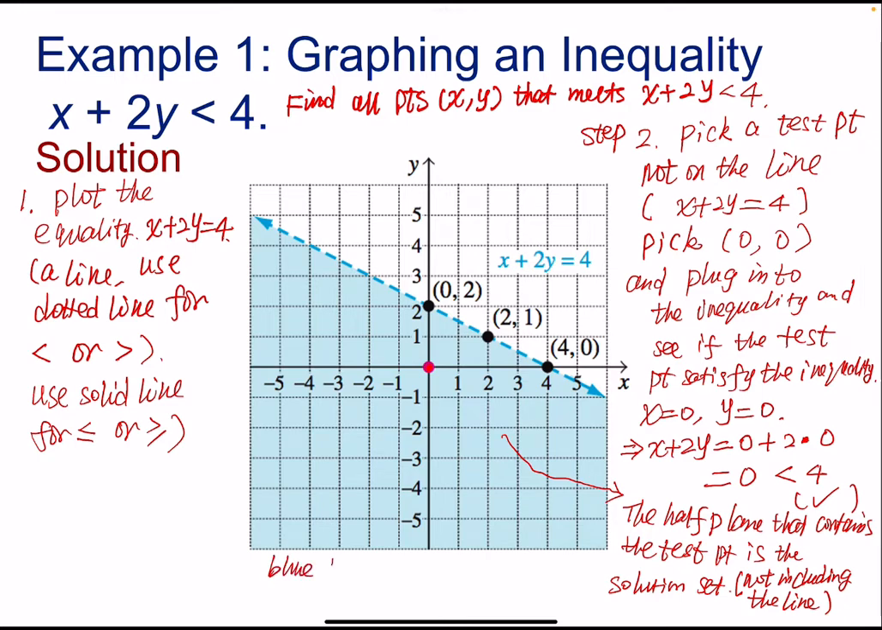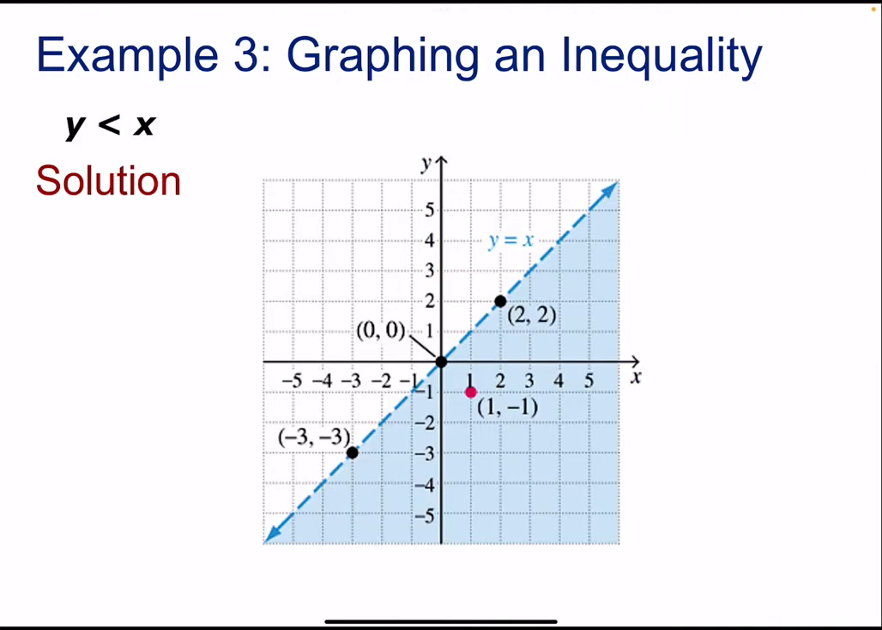The blue region is the solution region. Or in other words, we indicate the blue region as the solution that meets the inequality. So that's the general procedure for how to graph an inequality.